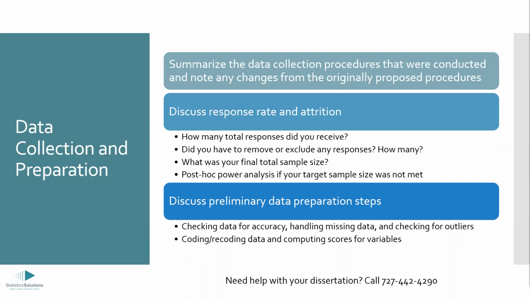And then once you have discussed the response rate and attrition, you'll want to discuss the preliminary data preparation procedures. This can involve checking the data for accuracy, how you're handling missing data, checking for outliers. It can also involve how you're coding or recoding data or computing scores for your different variables. Checking data for accuracy is especially important if you're doing an in-person or a paper and pencil survey and you have to manually enter those responses into an electronic format.